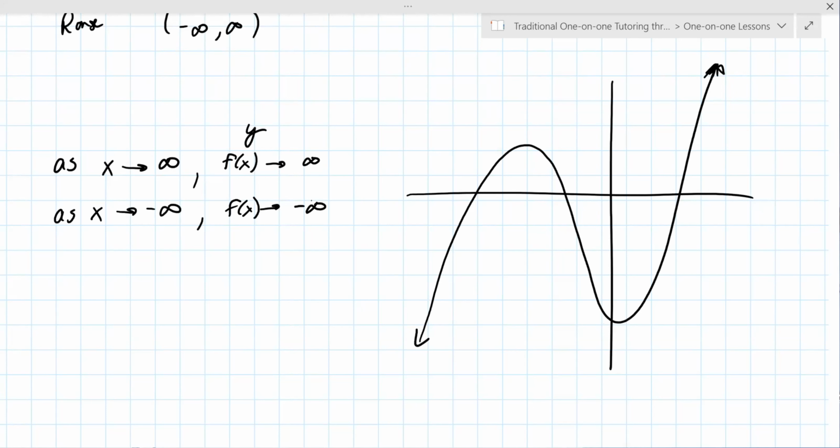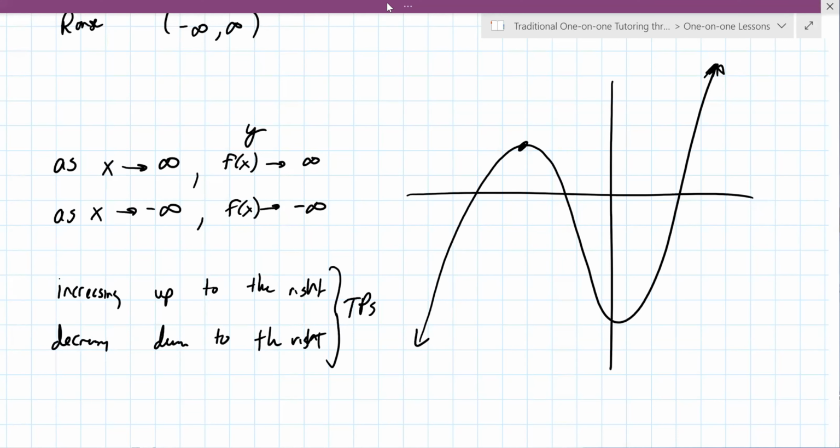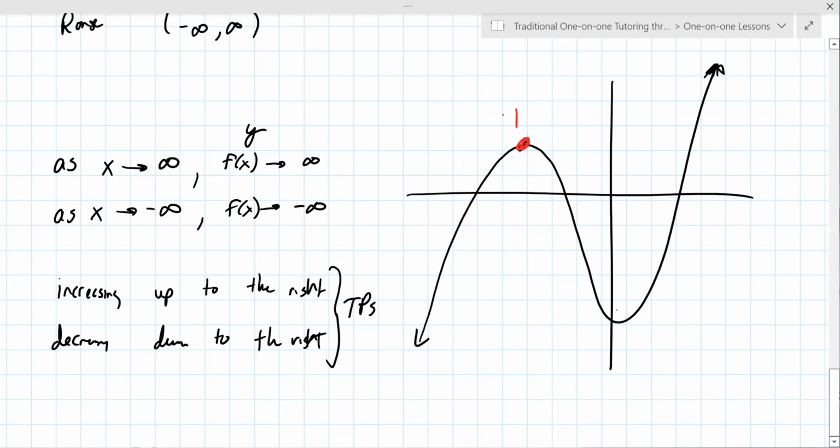And then the last one is increasing and decreasing. So as review, it has nothing to do with whether it's above or below the axis. Increasing means it's going up and to the right. And decreasing, hopefully you've heard this as well in class, is down and to the right. Okay. And you're looking for the turning points, the TPs. The turning points are the mins and the maxes. So there's a turning point. There's a turning point. Okay.